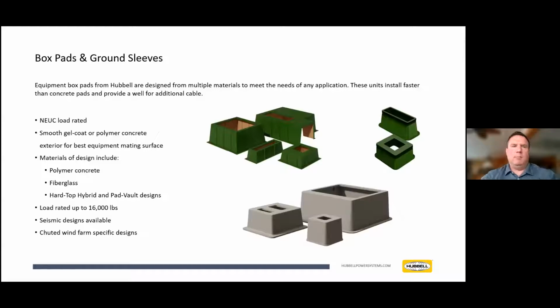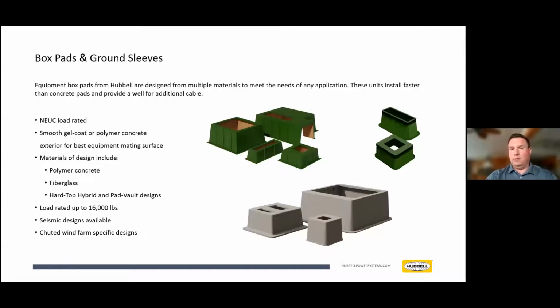Next up, we have box pads and ground sleeves. Essentially, they are the same type of products. Ground sleeves are more traditionally associated to metal sectionalizing cabinets, as they are commonly longer than they are deep. So box pads are sort of name synonymous. They are somewhat square in shape, whereas ground sleeves are more rectangular in shape.